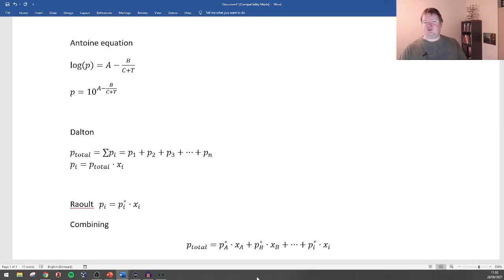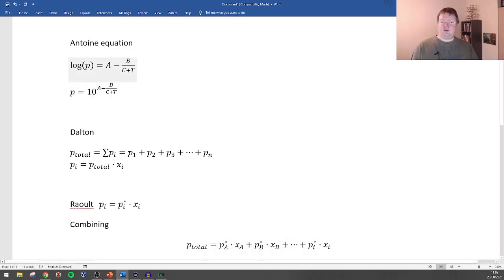So we have our Antoine equation, Dalton's law, and Raoult's law. The Antoine equation states that the logarithm of our vapor pressure is equal to A minus B over C plus T. And we can rewrite that, so the vapor pressure of a component is equal to 10 to the A minus B over C plus T. So now we can calculate the vapor pressures of our different pure components.